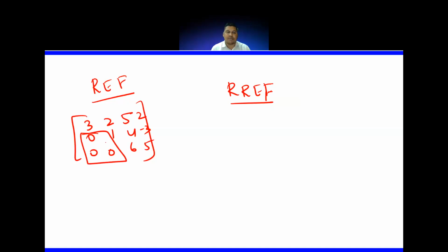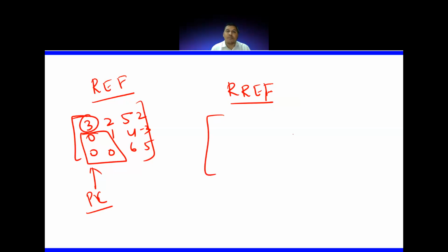I have reached my target. I am having zeros here, right? So which is the pivot column? This is the pivot column. This is the pivot column. And what is the element? That non-zero element in the matrix is not 1. It is 3. So it is only row echelon form.